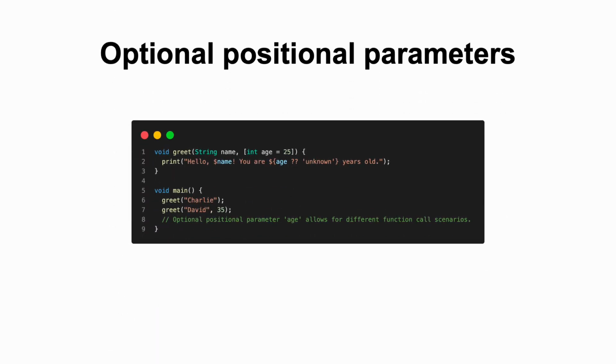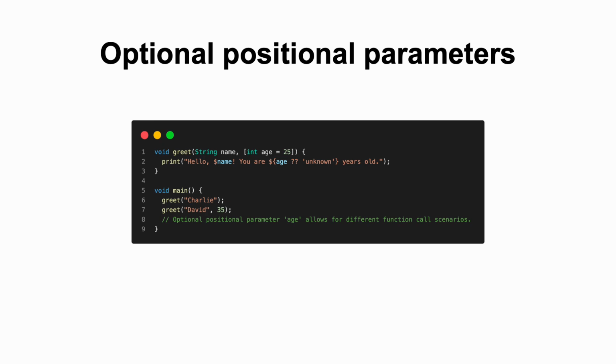Now, let's delve into the flexibility of optional positional parameters in Dart. These parameters allow you to create more versatile functions by making certain parameters optional during the function call. This flexibility comes in handy when dealing with functions where not every parameter needs to be provided.